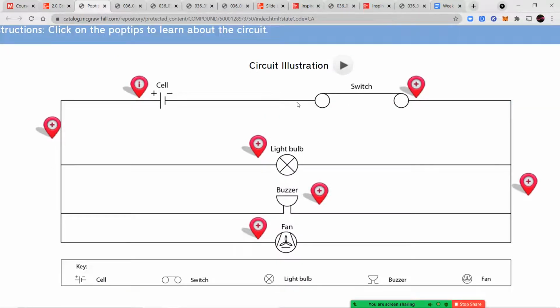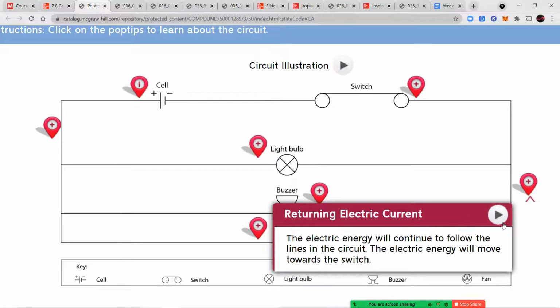All right, so take a look over here. The switch is closed. You can see that it's still connecting both sides of our circuit. So energy and electrons are going to flow from the cell through the switch, and then we're going to follow it along as we go. The electric energy will continue to flow along the lines of the circuit, and the electric energy will move towards the switch.